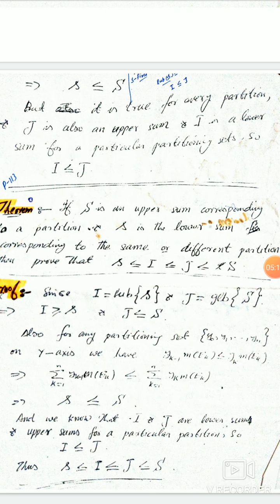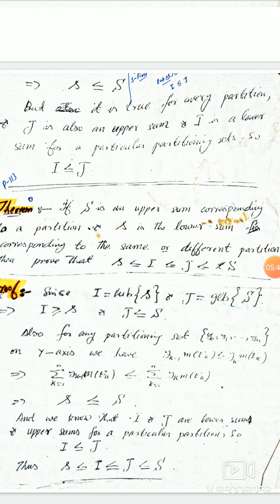And we know that I and J are the lower sum and the upper sum. I represents the lower sum and J represents the upper sum for a particular partition. And from the above theorem, we proved I is less than or equal to J. Thus, small s is less than or equal to I, and I is less than or equal to J, and J is less than or equal to capital S. That is required.